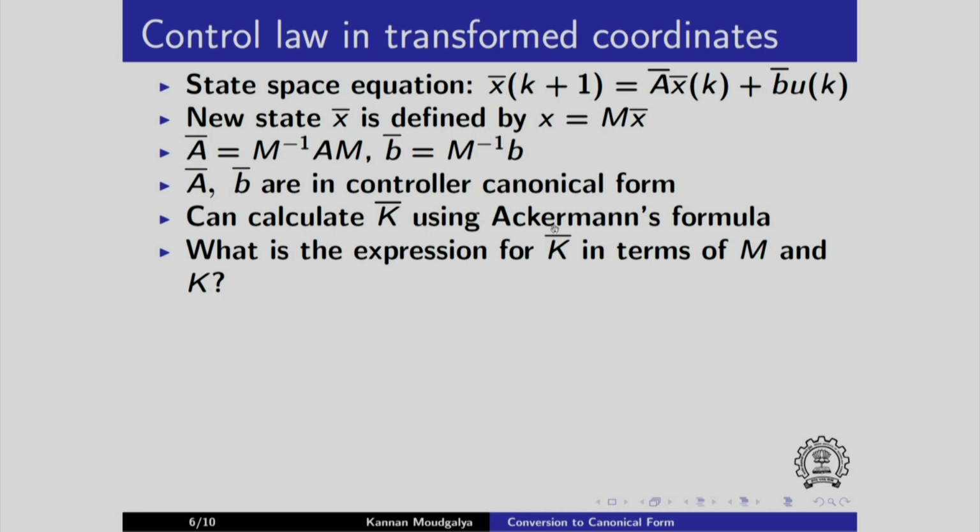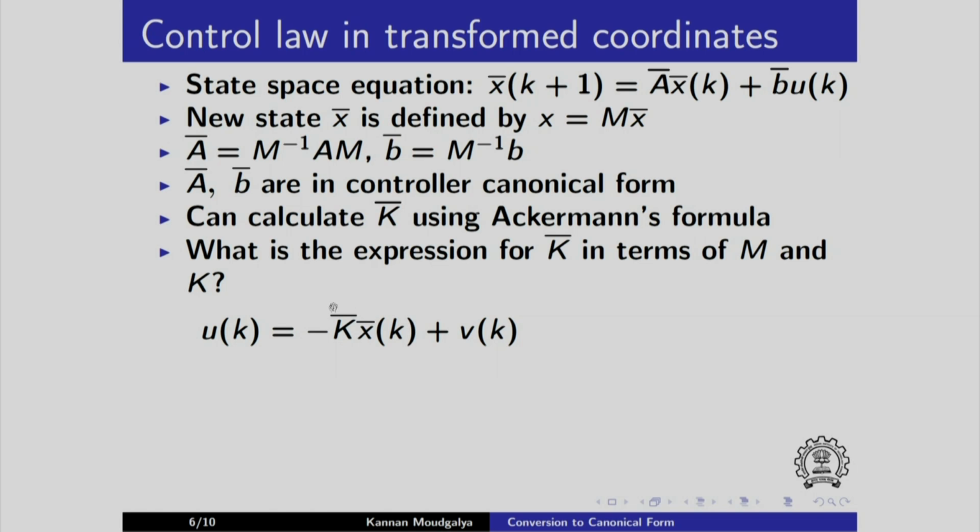Remember, if we have the control law only in terms of transformed coordinates k bar, then we have to do a lot of work, but k is the control law in the original coordinates, and this is what we want. To answer that, let us recall the control law, minus k bar x bar of k plus v of k. Why do we do this?